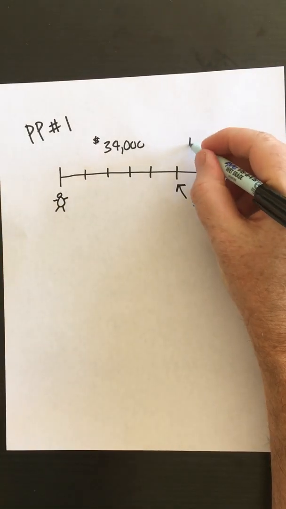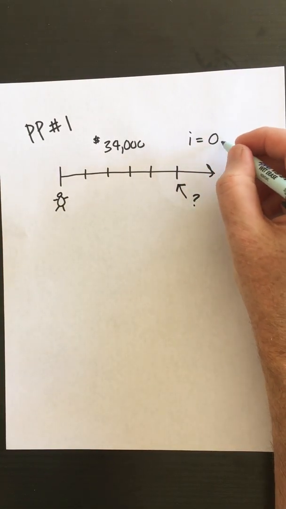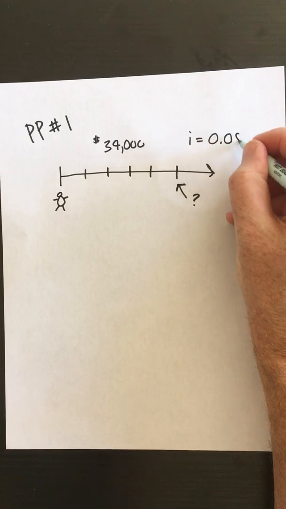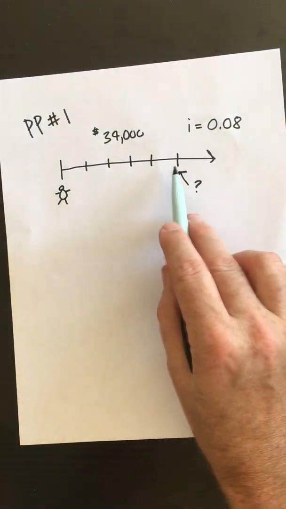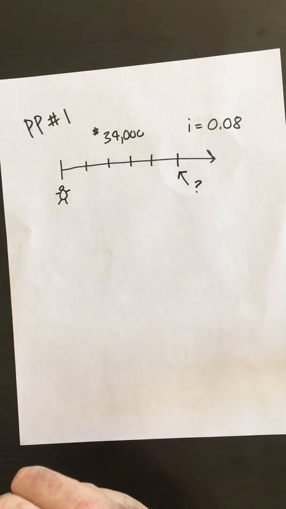The interest rate that's given is 8%, so that just means that I is 0.08. And what I'm trying to do is find the future value of this $34,000 at that point in time.